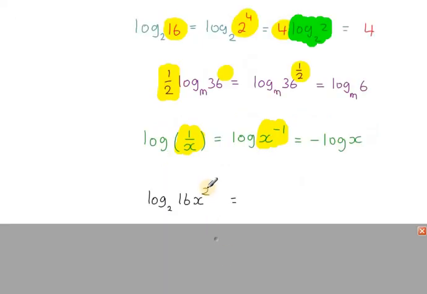In this example, the base is 2, the power here cannot move to the front. I can't do this. And that's because that power of 2 is only on the x, it's not on the 16. However, if I write a fully squared term like this, now that power of 2 can move to the front, so I've got log 4x to the base 2, all of that is multiplied by 2.